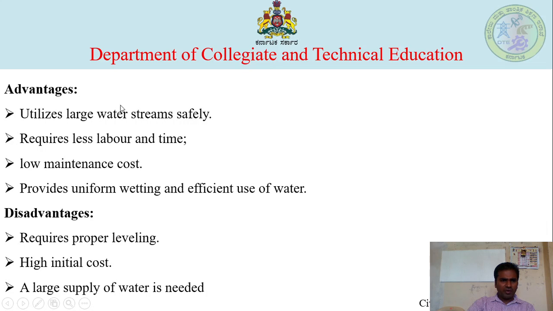What are the advantages of this border strip method of irrigation? Utilizes large water streams safely, requires less labor and time, low maintenance cost, provides uniform wetting and efficient use of water. Next, disadvantages. It requires proper leveling. It has a high initial cost. A large supply of water is needed.